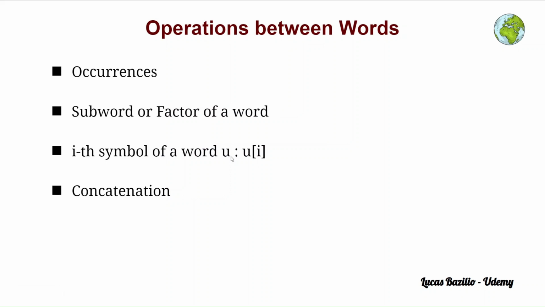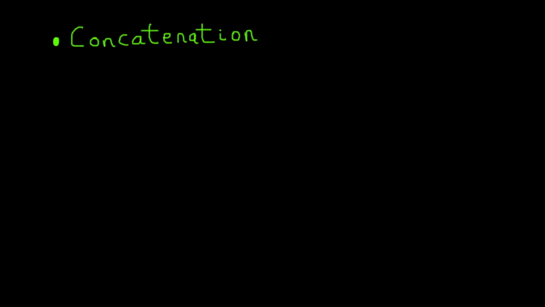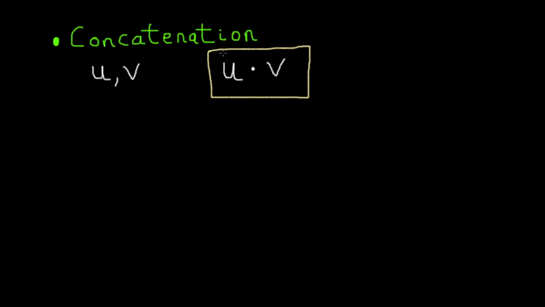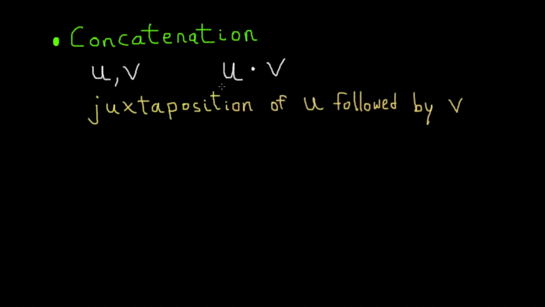So we have two words, for instance, or more. What is the result of concatenating them? In order to explain concatenation, let us suppose we have two words. We have the word u and the word v. In order to make the concatenation of u with v, we represent it with u dot v. This is the concatenation of u with v. The concatenation of u with v is basically the juxtaposition of u followed by v. Let us take a look at an example so we can comprehend this deeply.